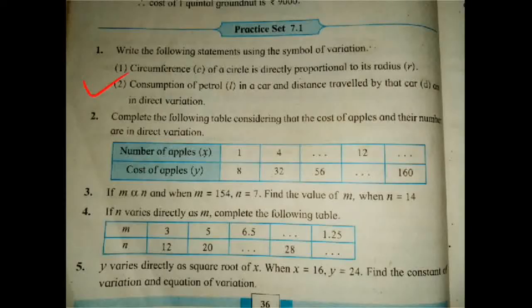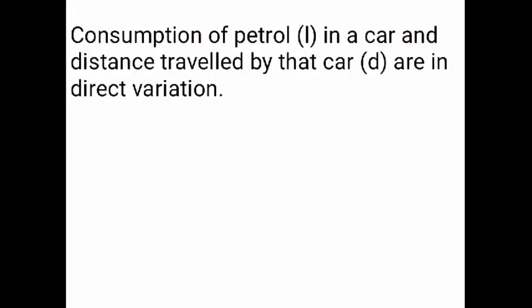Next, consumption of petrol L in a car and distance travelled by that car D are in direct variation. Consumption of petrol alphabet letter is given L and distance travelled by that car alphabet letter is given D. So the answer is L is directly proportional to D.